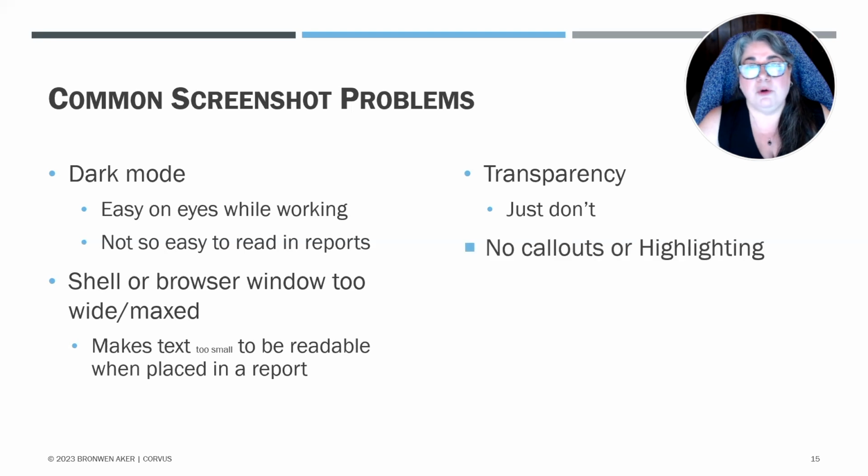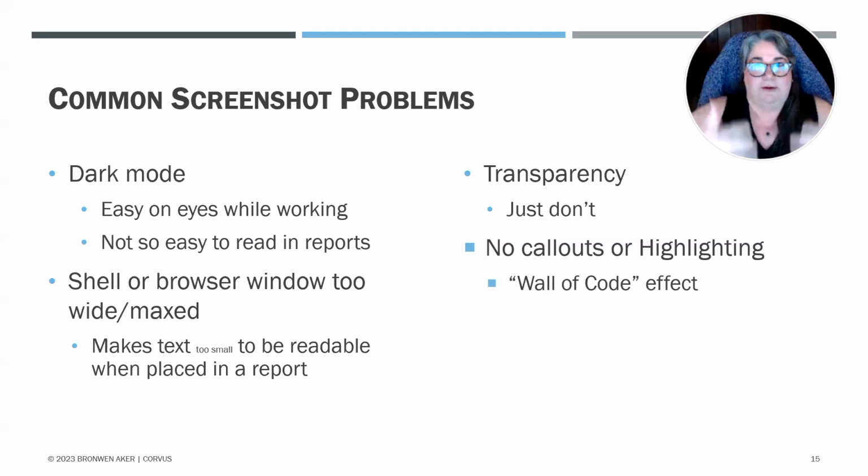Another problem, no callouts or highlighting. You want to use callouts and highlighting because you want to guide the reader's eye to what is important. If you don't have any callouts or highlighting in your image, basically you get what I call the wall of code effect. It's like the Matrix. You know, you got all these characters going on, but I don't know what's important. I can't tell blonde, brunette, redhead. I don't know that much if I'm a mid-level manager and I'm not a diehard hacker.